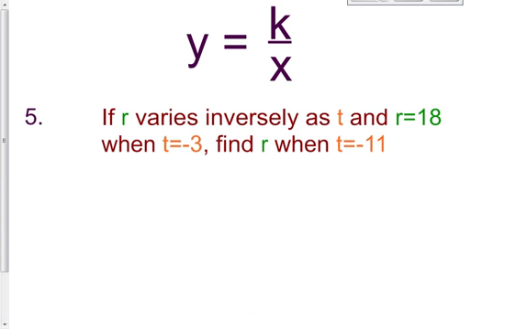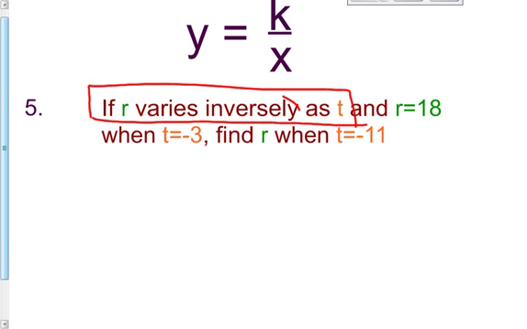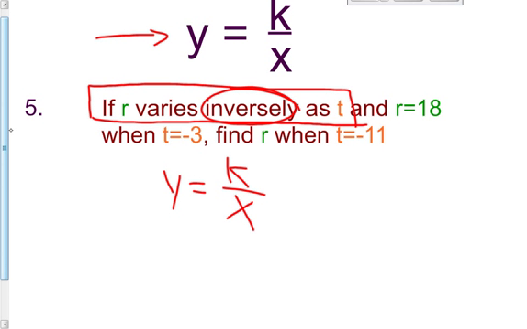If we go onward, it says, number 5, r varies inversely to t. This is big. This tells you what equation we're going to be using. And if it says inversely, we're going to be using this equation right here. So y equals k over x. If r varies inversely as t, and r is 18 when t is -3, find r when t is -11. So this is the part that we're going to do last, because before we can find r, we need to find our constant of variation k.